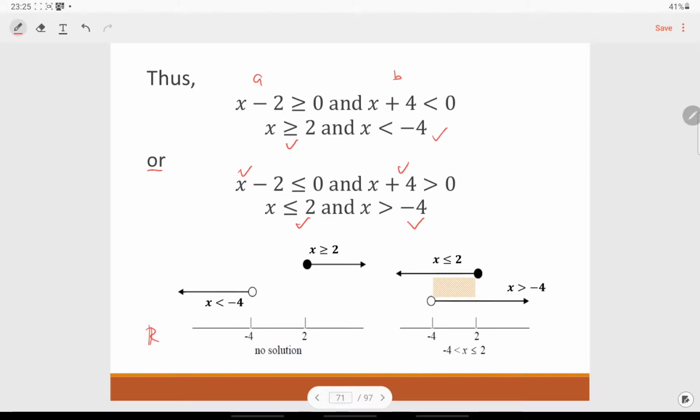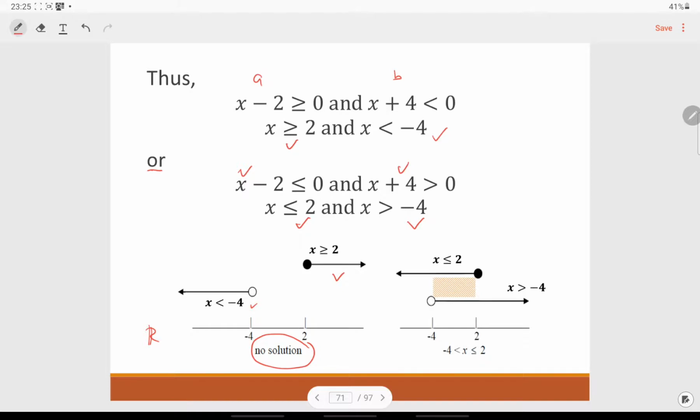On the real number line, we have negative 4 and 2. We plot the first one: x is greater than or equal to 2, so we have this line. x is less than negative 4, this line. Unfortunately, there is no area covered by both lines. There is no area, so that's why we call it no solution.